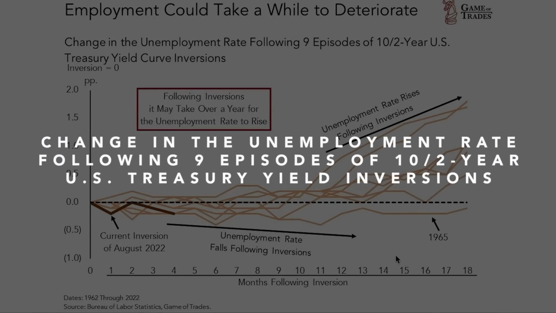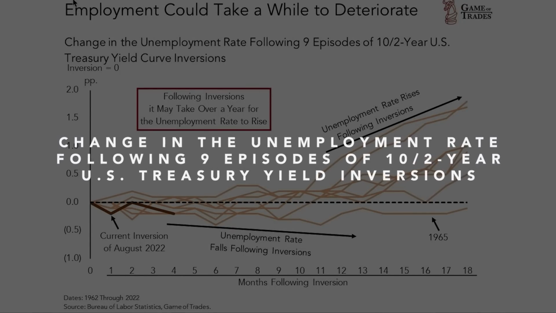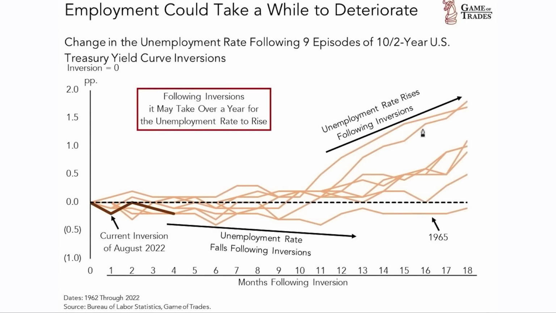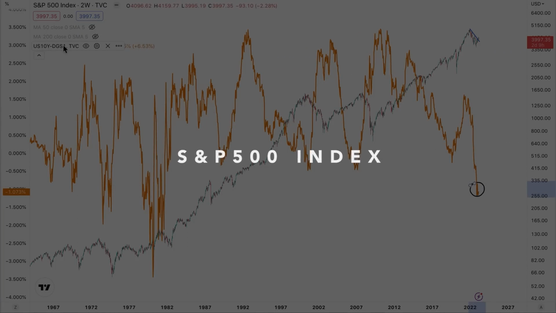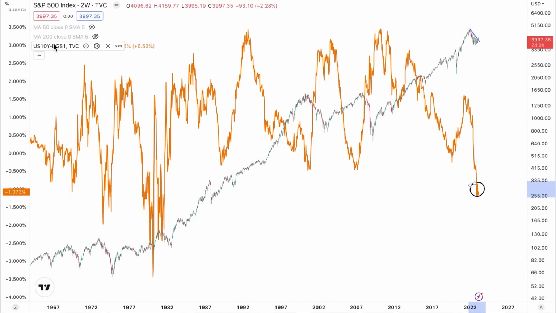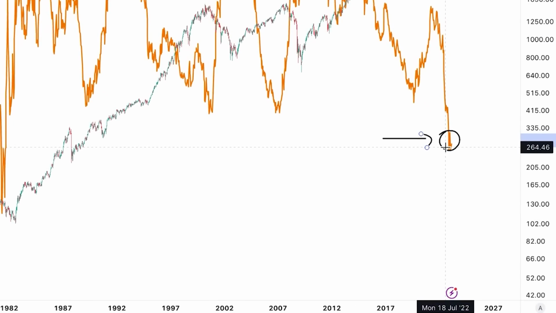Now, other than the fact that unemployment systematically rises in the year that follows the yield curve inversion, which this time around happened in August of 2022, why does that work? Because the yield curve, which is basically long-term rates minus short-term rates, the 10-year minus the 1-year yield, for example, is basically the bond market telling you that short-term rates are much too high for the strength of the economy.